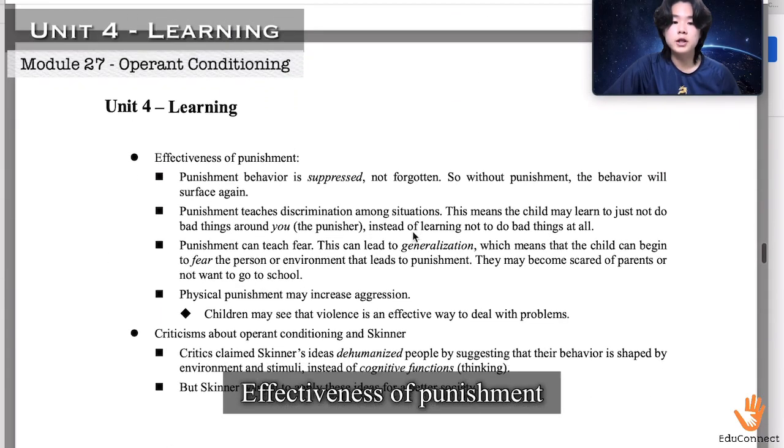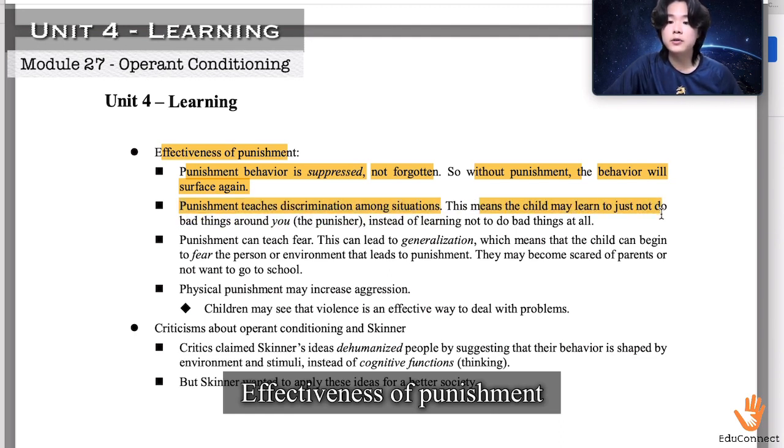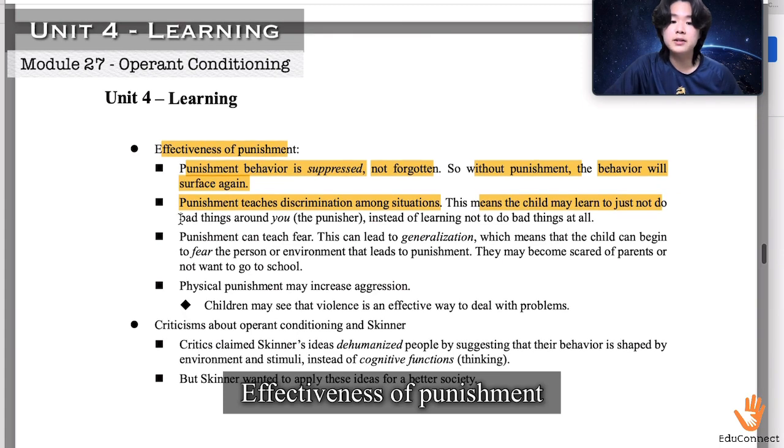Now we're going to look at the effectiveness of punishment. With punishment, behavior is suppressed, not forgotten. So without punishment, the behavior will surface again. And punishment teaches discrimination among situations. This means the child may learn to just not do bad things around you, the punisher, instead of learning not to do bad things at all.